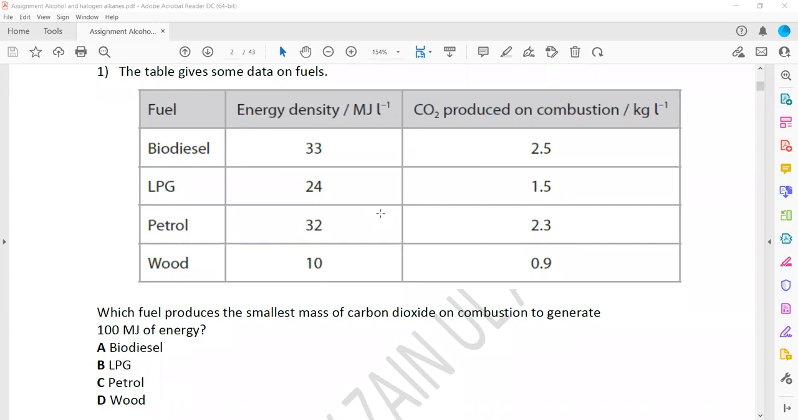Biodiesel is there, LPG is there, petrol is there, and wood. Which fuel produces the smallest mass of carbon dioxide on combustion to generate 100 megajoules of energy? So how can we work out which fuel will release the smallest amount of carbon dioxide when we produce 100 megajoules of energy?